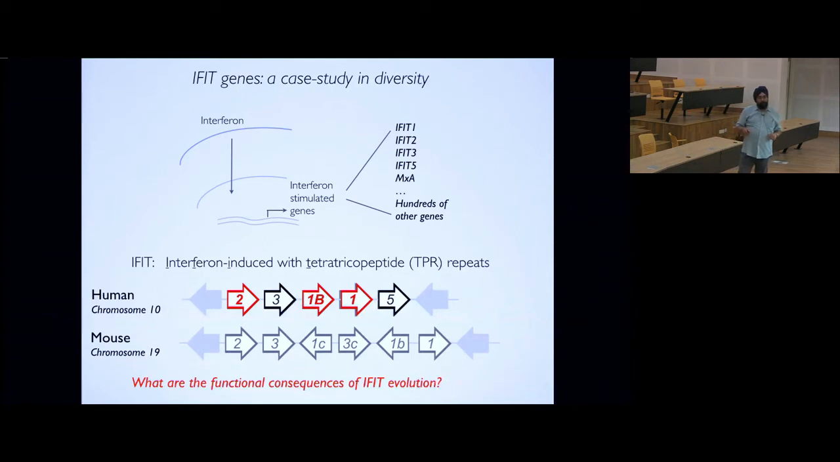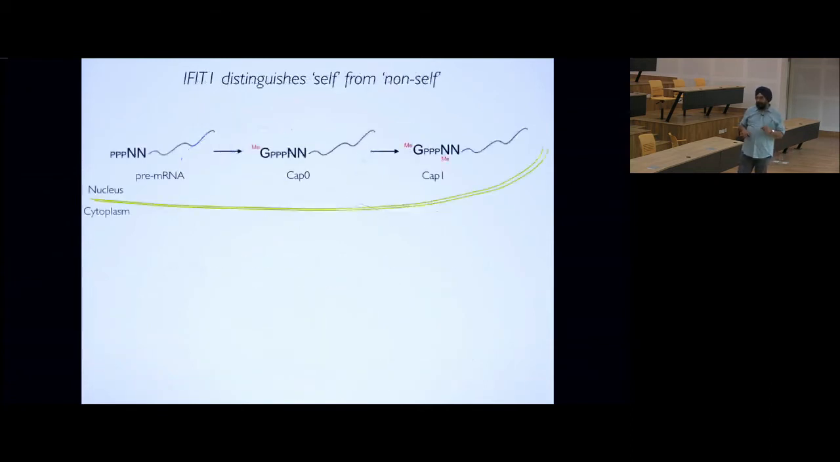So there's a huge diversity you can see between human and mouse, and I'll show you more case studies where there's diversity, where there are IFIT2s, IFIT3s, and all kinds of changes. And we became interested in asking, what are the functional consequences of this IFIT evolution? But really what we were trying to do was solve a mystery. Let me just get to the mystery and then we'll get back to that.